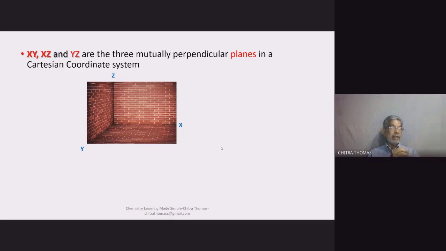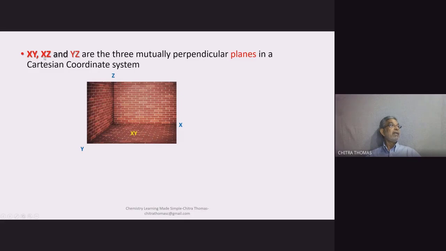Can you identify the XY plane here? Which is this, or this, or this? Which is the XY plane? First one, this is 1. This is 2. This is 3. Which is it? The 3. This is the XY plane.